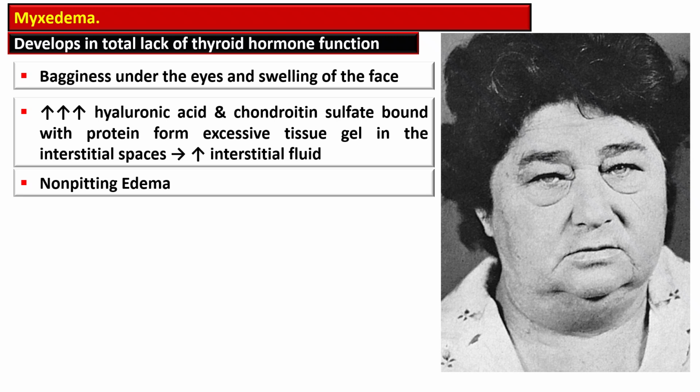Excess tissue gel builds up in the interstitial space, and the resulting edema is a non-pitting edema. So that means this edema does not indent when pressure is applied. The consistency is gel-like, so fluid is immobile. The exact cause of this glycosaminoglycan accumulation is not fully explained, but it is associated with lack of thyroid hormone regulation on extracellular matrix metabolism.